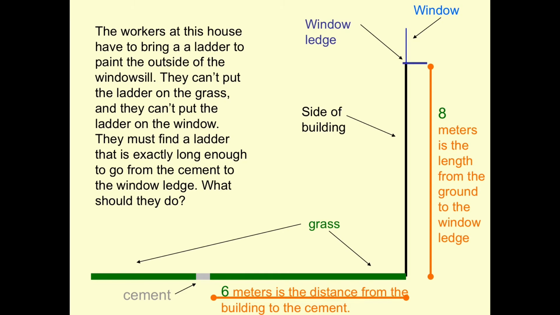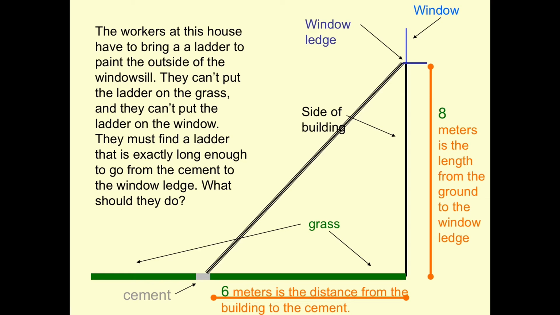Because when you look at the 8 and the 6, they should look like the two legs of a right triangle, as in they form a right angle together. Then, if you took those two legs and you found the squares of 8 and 6, the sum of those squares would then allow you to work on finding the missing leg, in this case, which would be the ladder.